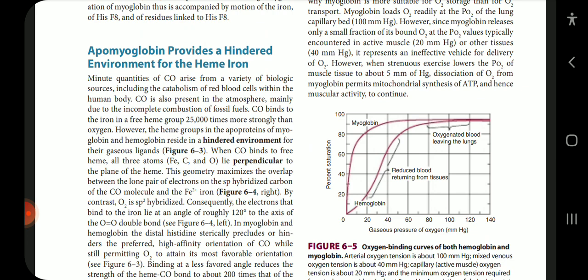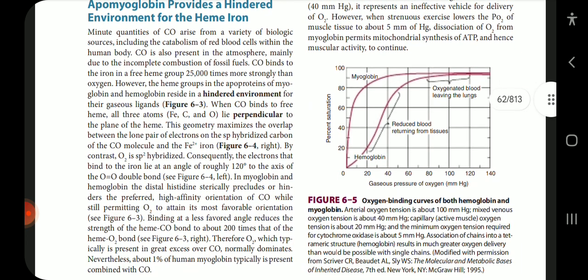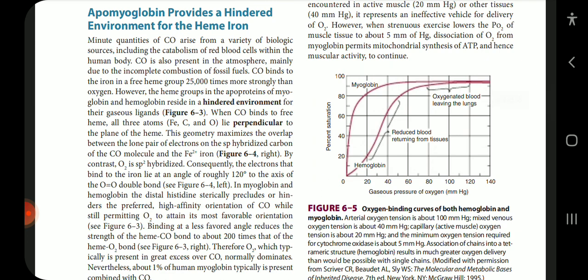Apomyoglobin provides a hindered environment for the heme iron. Minute quantities of CO arise from a variety of biologic sources, including the catabolism of red blood cells within the human body. CO is also present in the atmosphere, mainly due to the incomplete combustion of fossil fuels. CO binds to the iron in a free heme group 25,000 times more strongly than oxygen. However, the heme groups in the apoproteins of myoglobin and hemoglobin reside in a hindered environment for their gaseous ligands.